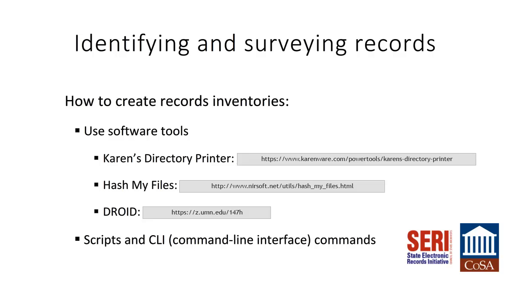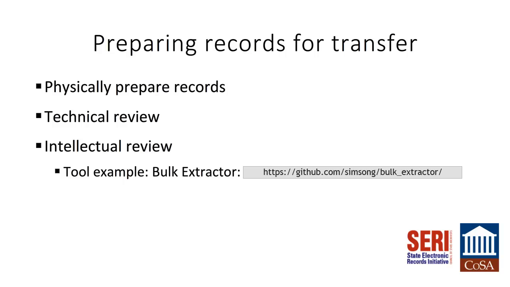Tools like Karen's Directory Printer, HashMyFiles, and Droid can be used to generate a list of file names plus additional information about files that can be saved as a single inventory document. Command line scripts can similarly be used to output a list of files from a directory into a text document or CSV file. Be sure to use tools that are user-friendly and simple to use, especially if end users are not IT professionals.